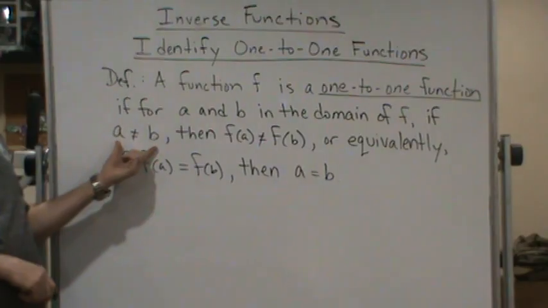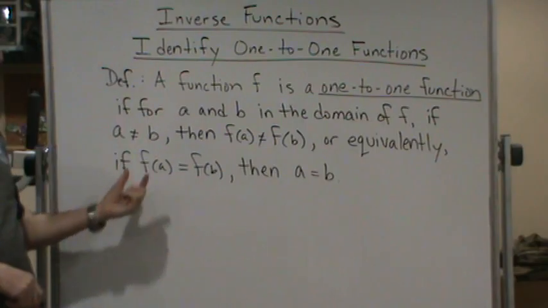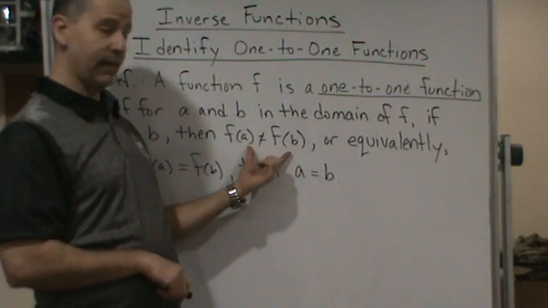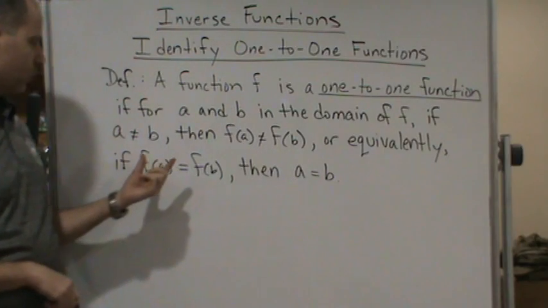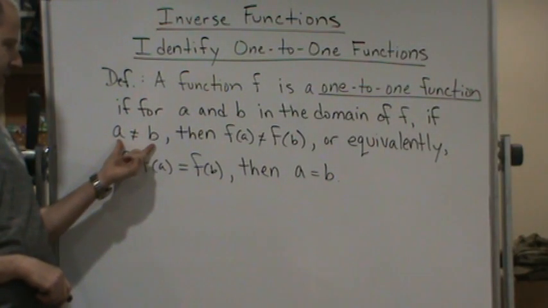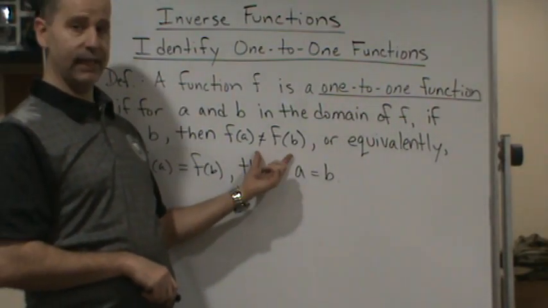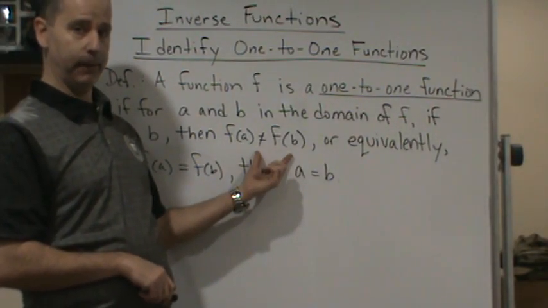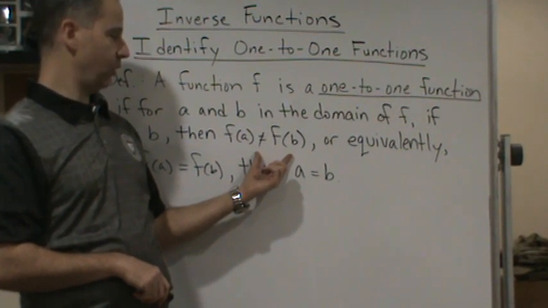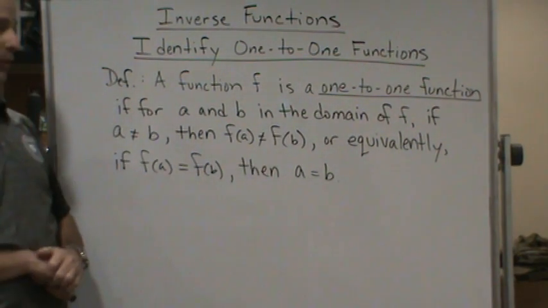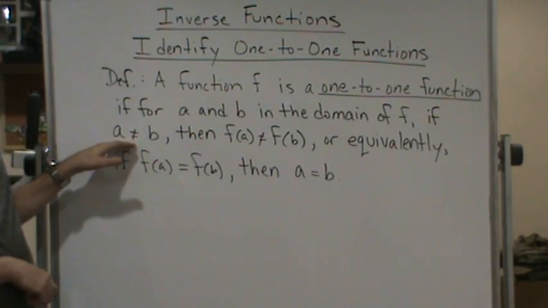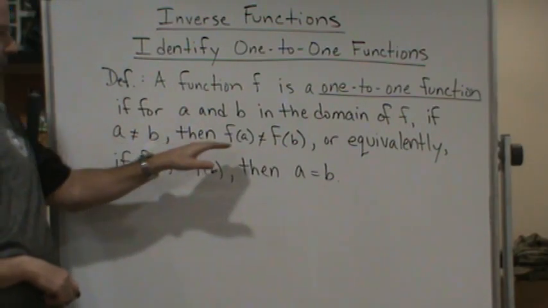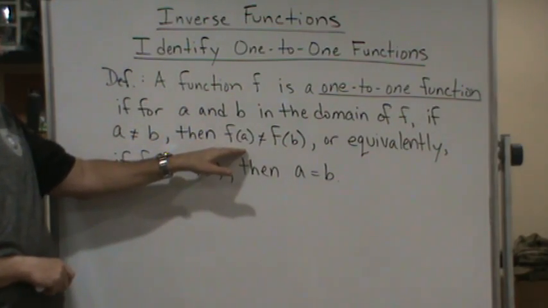So if we take two values of the domain that are not equal to each other, and we evaluate the function at each of them, if it's one-to-one, then if a is not equal to b, then f of a is not going to be equal to f of b, by definition. So if this is true, then they're one-to-one. So this is the definition. If we have a one-to-one function, then this must be true: if a is not equal to b, then f of a is not equal to f of b.